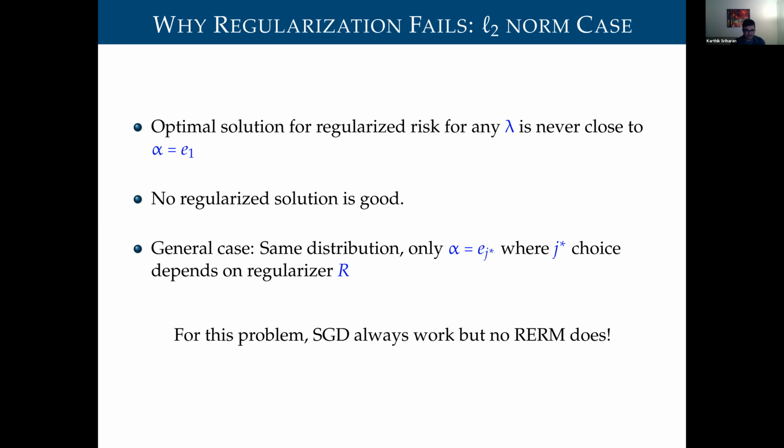Okay, and I'm not going to go through the proof, but if you look at the paper, you'll find it. The high level idea to do this for any general regularizer capital R is to pick a coordinate j star on which R is most sensitive, and to basically put your alpha to be EJ star. There's a little bit of calculus that goes on, but once you work all of those out, it works. And so basically what this says is that for this problem, SGD always works because it's a convex problem, but no regularized ERM will work, irrespective of how smartly you pick this capital R.